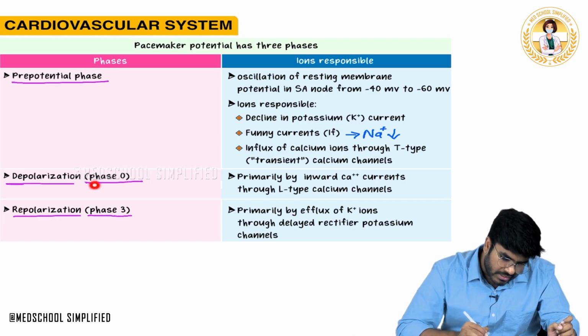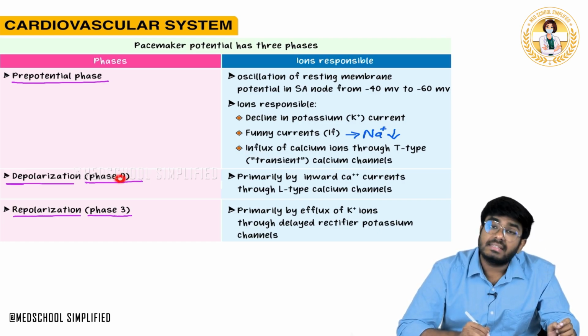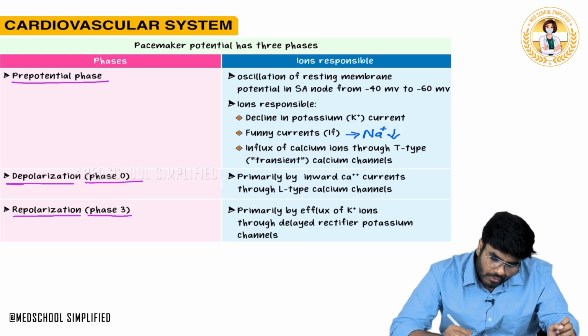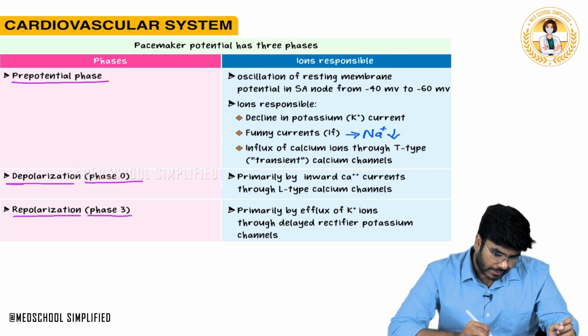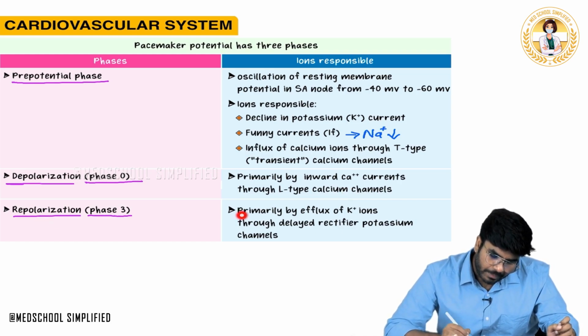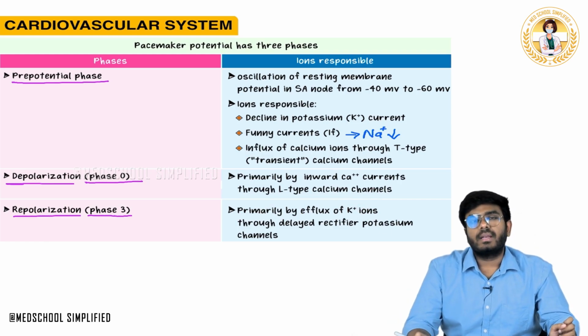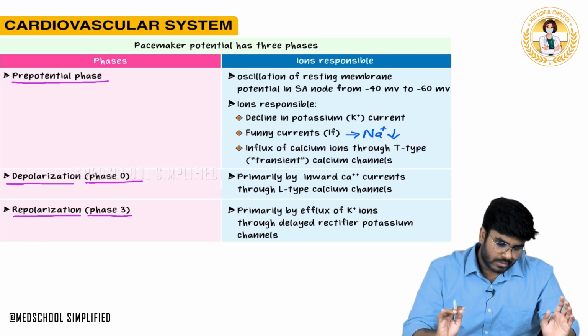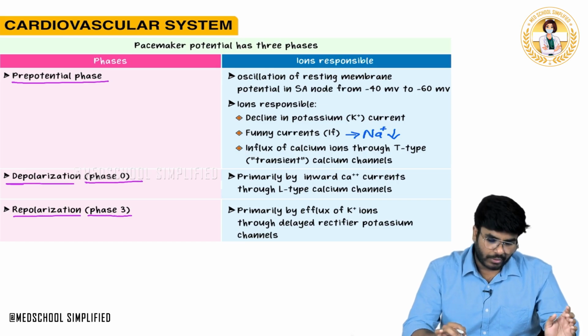Now, during depolarization, depolarization is all the time phase 0. Now, depolarization is because of what? It is primarily because of the inward calcium currents through the L-type calcium channels. And repolarization is primarily by the efflux of potassium ions through the delayed rectifier potassium channels. So these are the points which I want you to know.